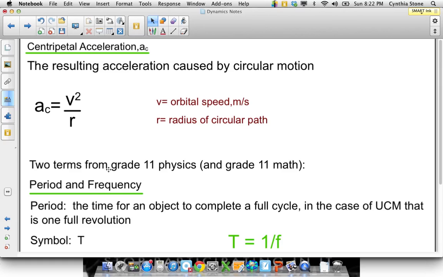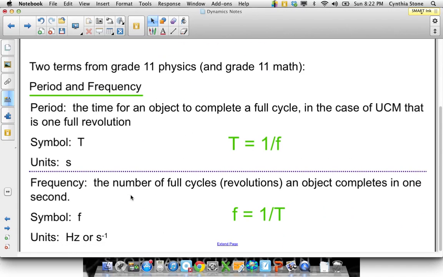Okay? So two terms that we used last year that I want to make sure you can use, because sometimes we also use period and frequency. We have two more formulas. So period is the time for an object to complete a full cycle, so one full revolution on our circle. We use that term a lot because we have an equation we can use it with. We give it the symbol capital T, and it has units of seconds. I know T can be temperature, T can be lots of things. I like T to be tension too, but I don't usually do it anymore because I don't want to confuse all the T's.